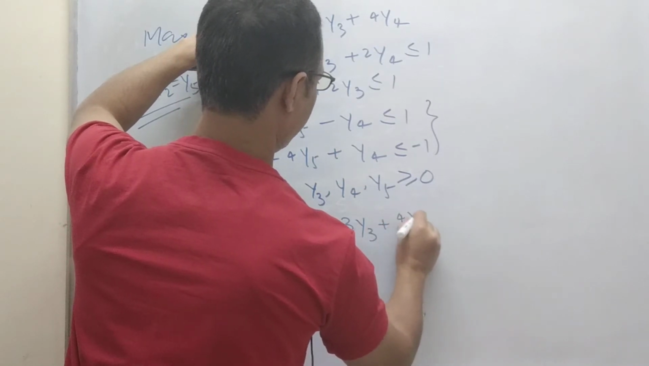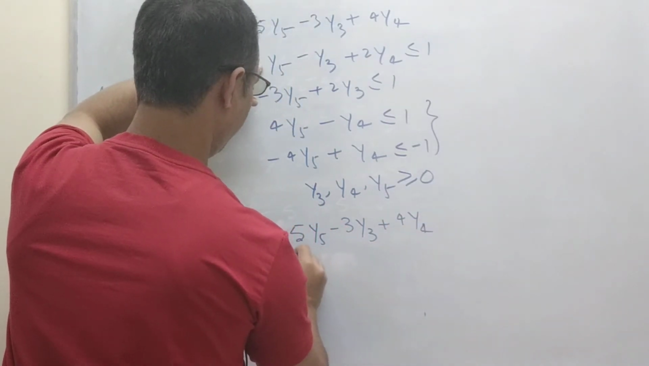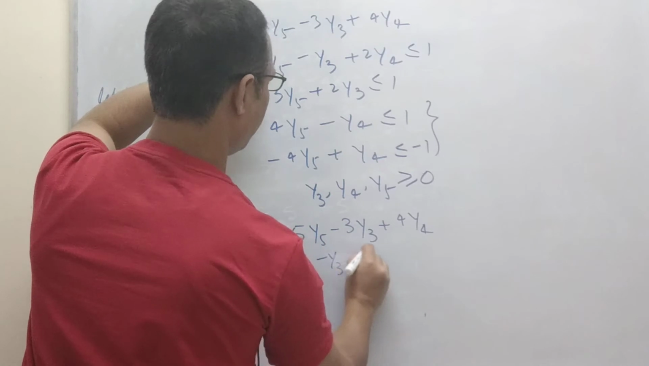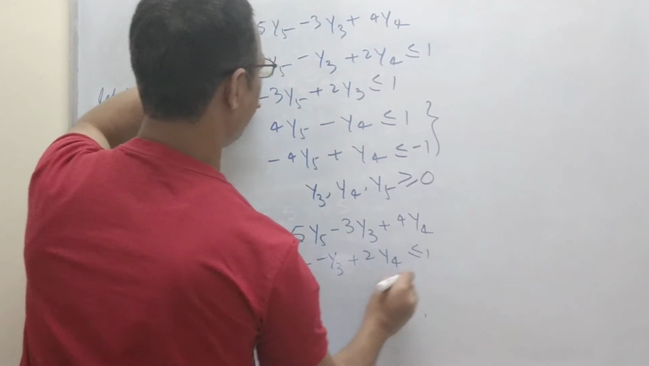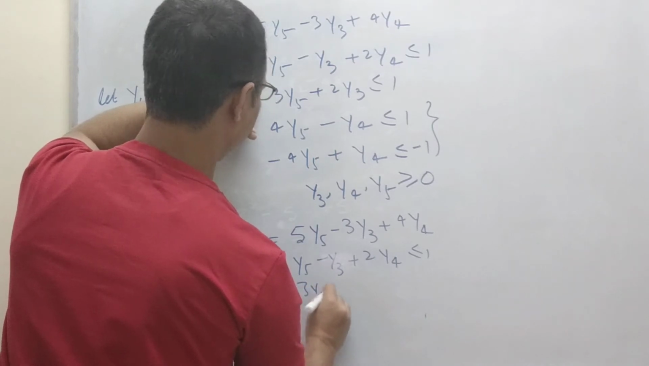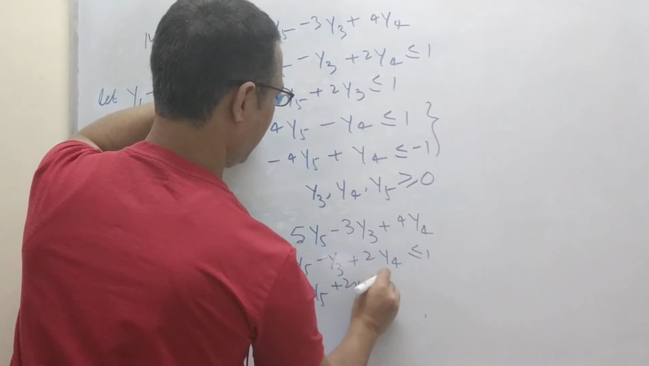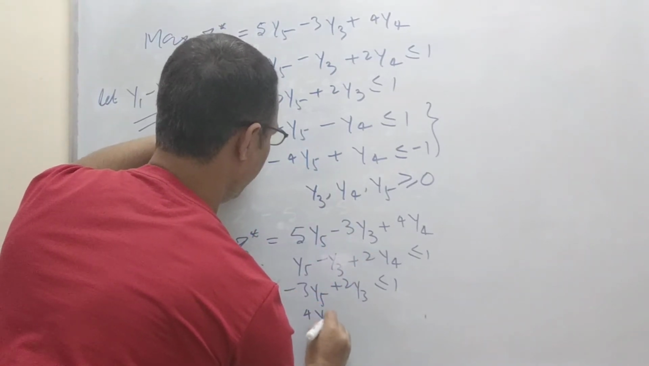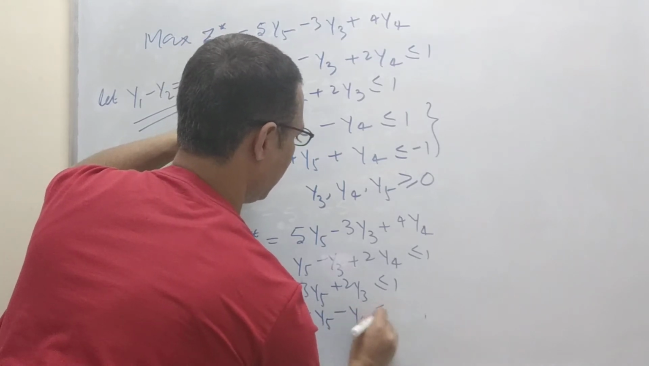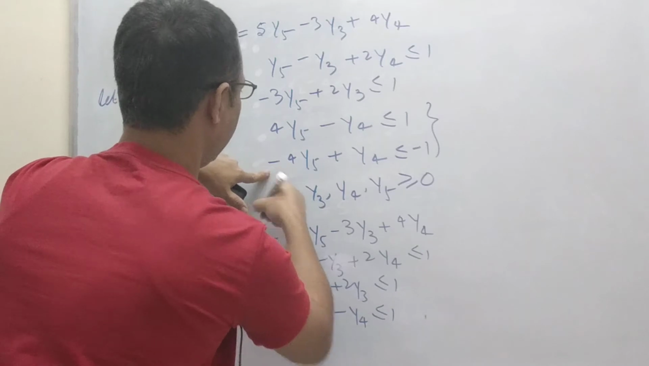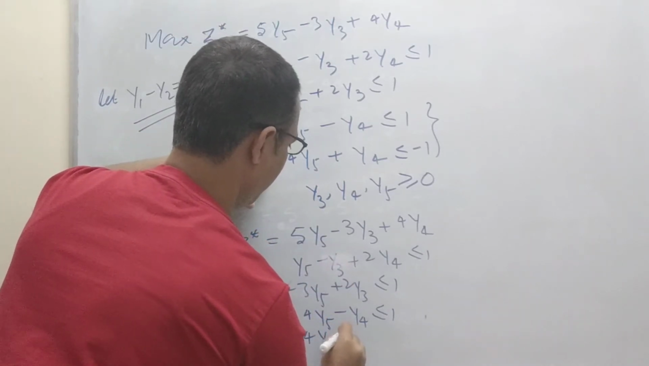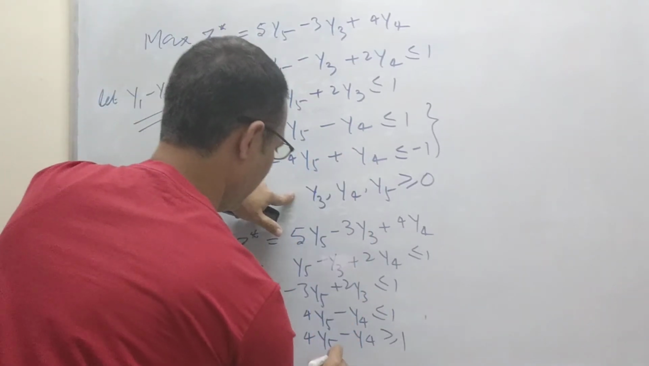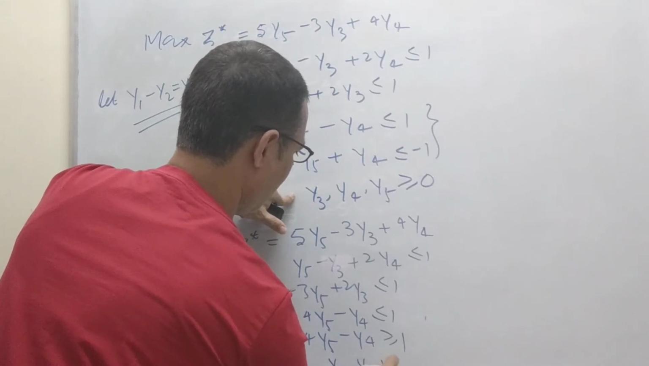Minimize 3y3 + 4y4 + 5y5 subject to y5 - y3 + 2y4 less than equal to 1, and -3y5 + 2y3 less than equal to 1, and for these two, we can write 4y5 - y4 less than equal to 1, and if we remove this sign, then we can write 4y5 - y4 greater than equal to 1.